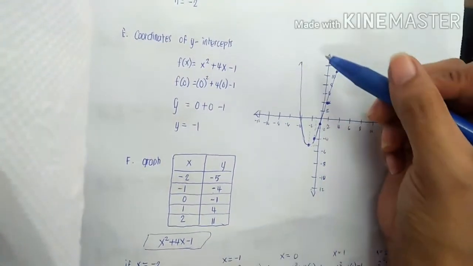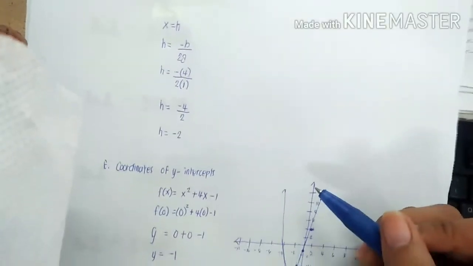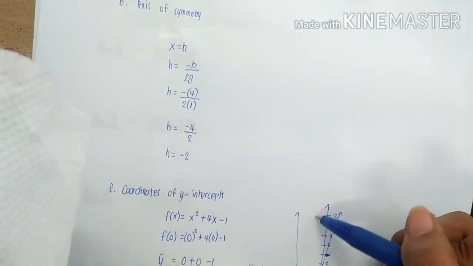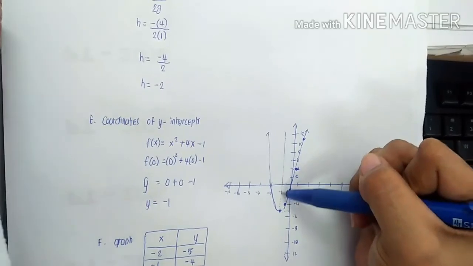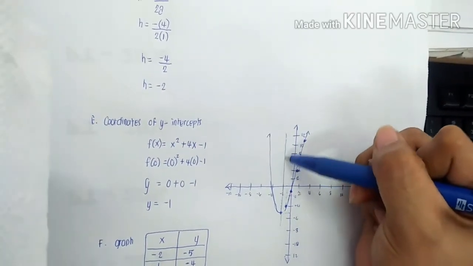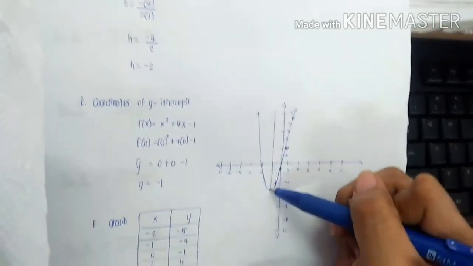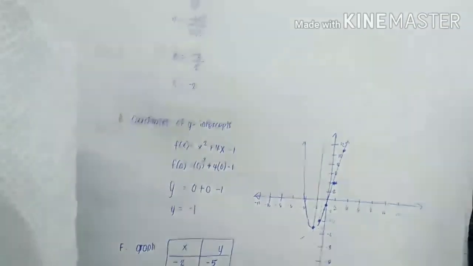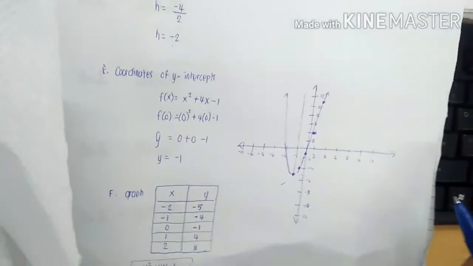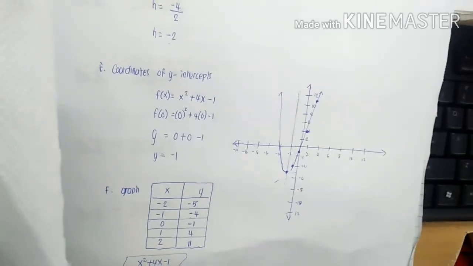Okay, got it? And then let's try to check the axis. Remember, the axis of symmetry is negative 2, right? When you say axis of symmetry, that's the division, something like this one. This one is called the axis of symmetry. So let's try to see if it's correct. So negative 2. The answer is negative 2. So meaning our answer is correct. So that would be all.